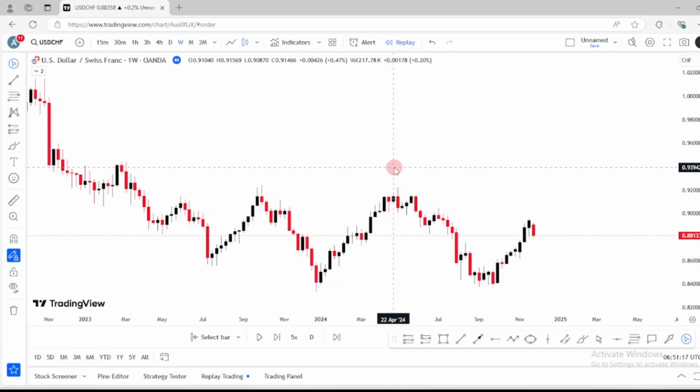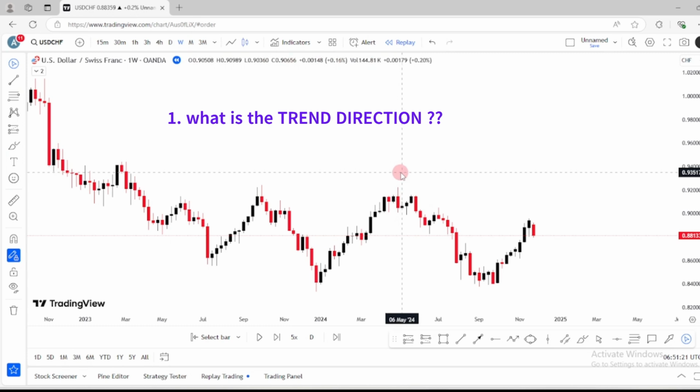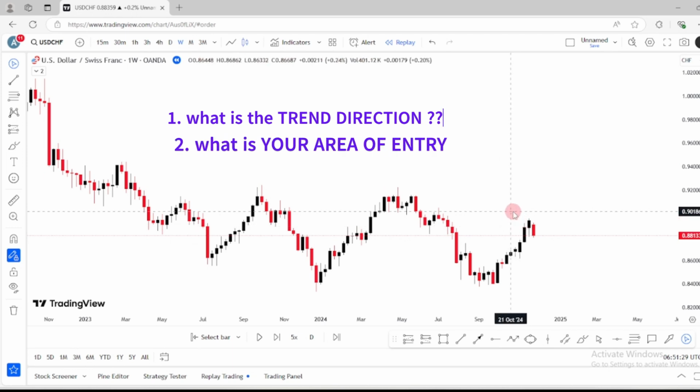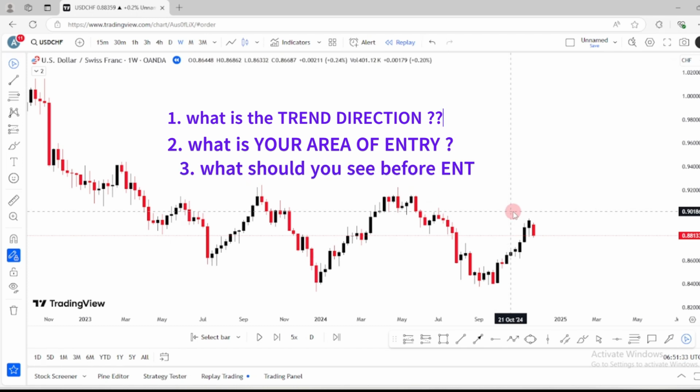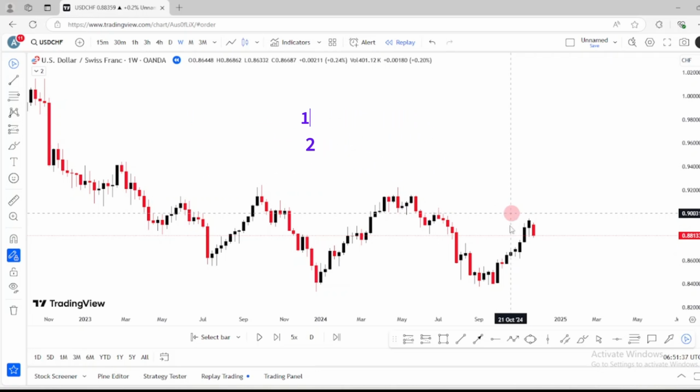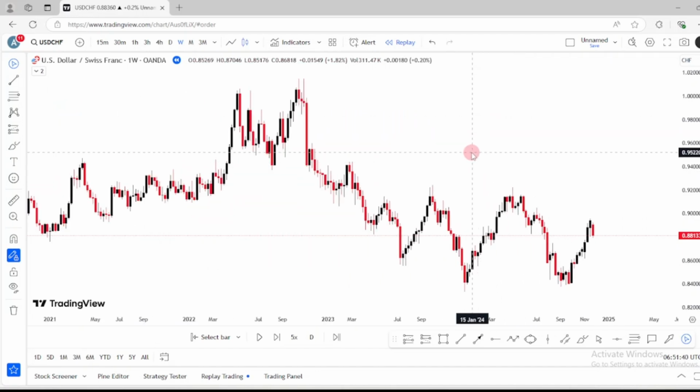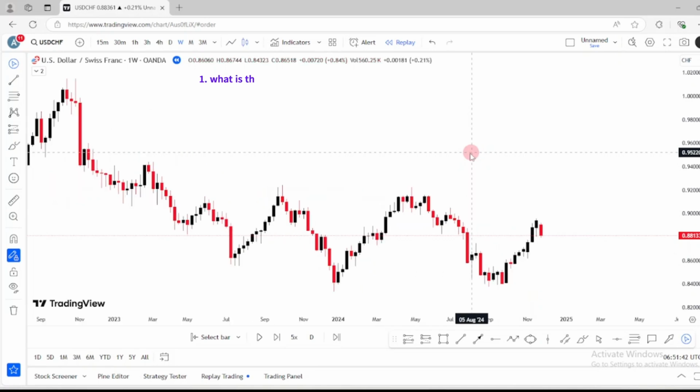All right, so now ask yourself these 3 questions. What is the trend direction? That is question number 1. Question number 2, inside this trend that you are seeing, which area are you going to enter the trade? And question number 3, what should you see before you place your trade? That is question number 3.